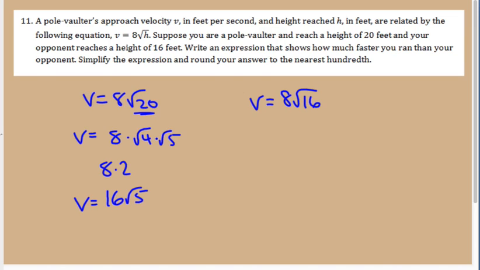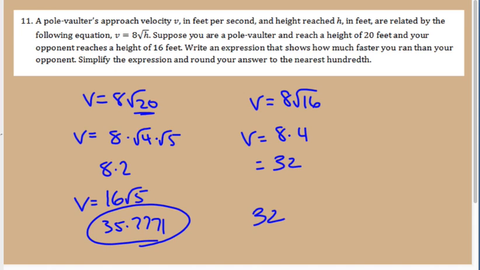Don't get cute or fancy. Just go 16 times square root of 5, and you get 35.7771. Over here, what he's going to do is this. Square root of 16 is just 8 times 4, so that's going to be 32. So you got more velocity than he did, and on some level, I hope that makes sense.